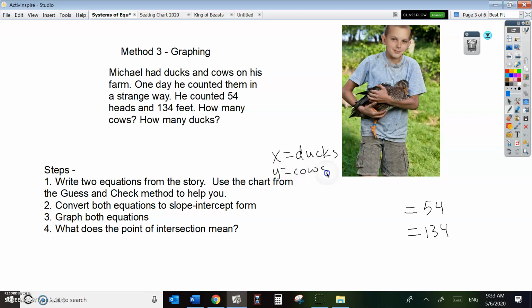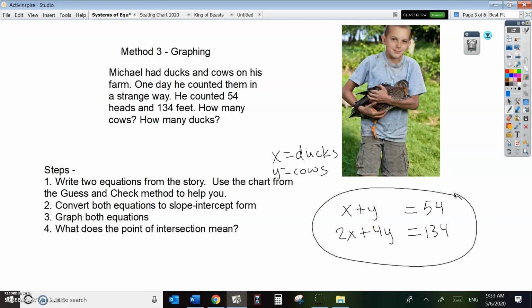cows. And you know that the number of ducks plus the number of cows equals 54, and that ducks have 2 legs and cows have 4. So these two equations will help you graph, and then you can figure out the solution. Both of these equations need to be written in slope-intercept form. So x plus y equals 54. We need to subtract x from both sides. So we have y equals negative x plus 54.